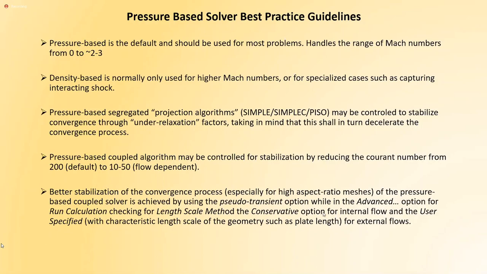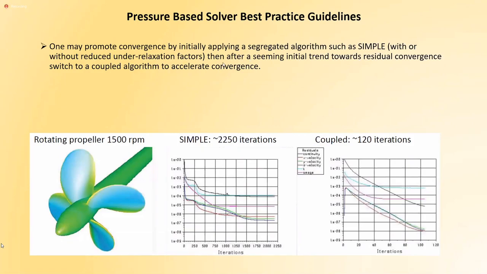Better stabilization of the pressure-based coupled solver can be achieved by the pseudo-transient option, of course. Pressure-based solver. Okay, now it says here coupled takes 120 iterations and SIMPLE takes not really. I mean, sometimes it could be the other way around. Sometimes one cannot converge and the other can, and there is no really saying that SIMPLE is slower than coupled.